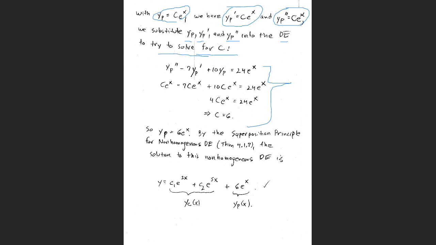Quick question. Shouldn't we have a different constant for each of these two differential equations? I don't know. Well, the thing is, our guess is simply C times e to the x. When we substitute the guess and its derivatives in, we combine the terms and get 4 times C times e to the x. That equals 24 e to the x. So that means C has to equal 6. And so that's going to be our particular solution.